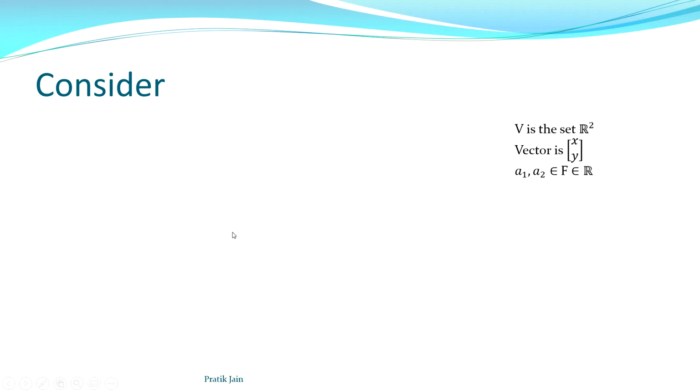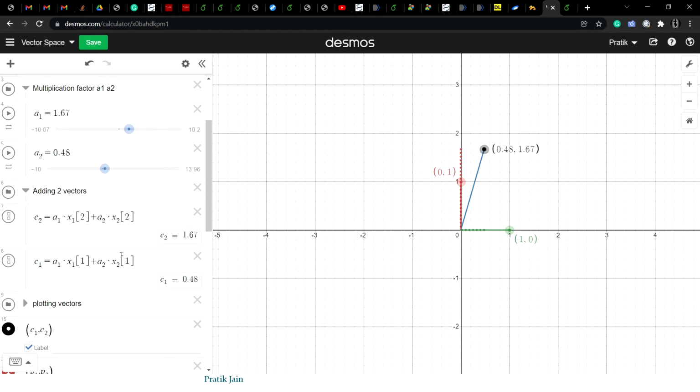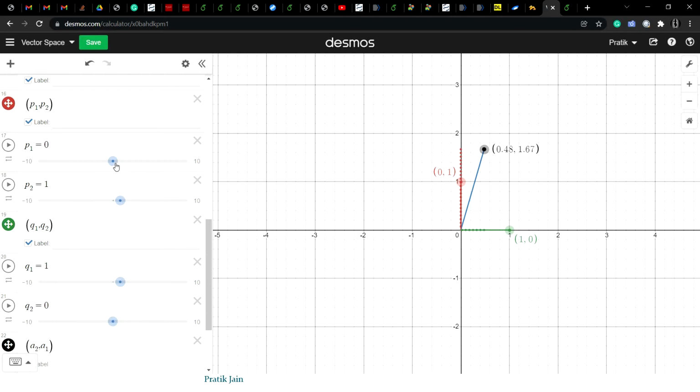Now consider this. Say I have V as my R2 and the vector is x comma y. I take these vectors, 1 comma 0 and 2 comma 0. Now let's see what happens. Let us see the linear combination of these two vectors. Now I've changed the vectors. Earlier it was 1 0 and 0 1. Now it is 1 0 and 2 comma 0. Focus on this and let us see what will be the span. So my vectors are over here. I have 1 comma 0 and 2 comma 0.